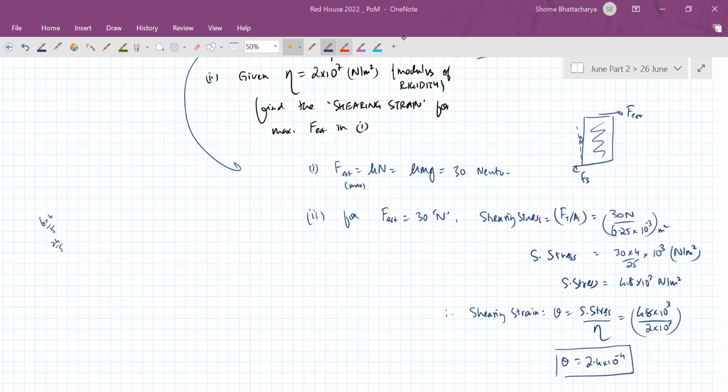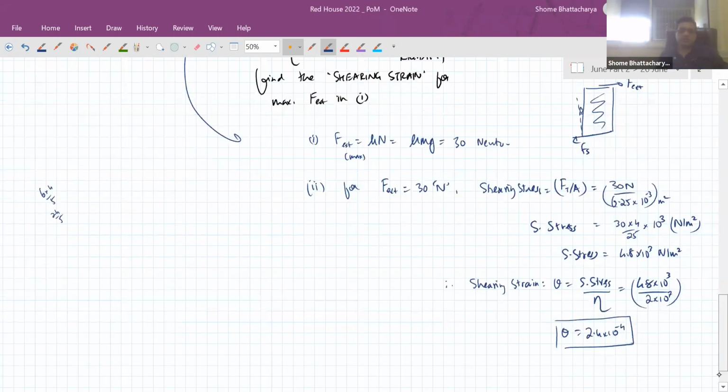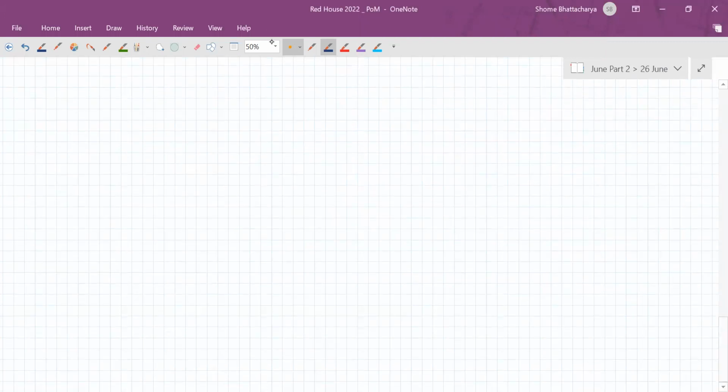Okay, people, so hope this example was clear. Now there can also be situations in which a material is undergoing both shearing as well as tensile stress and strain. So let's look at a quick example of something like that.